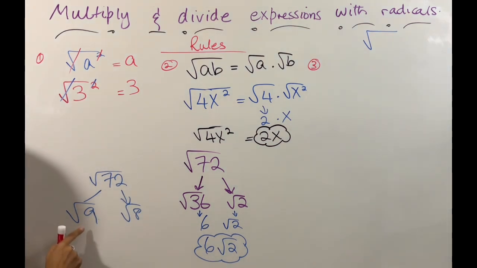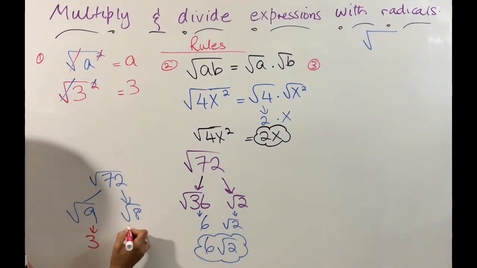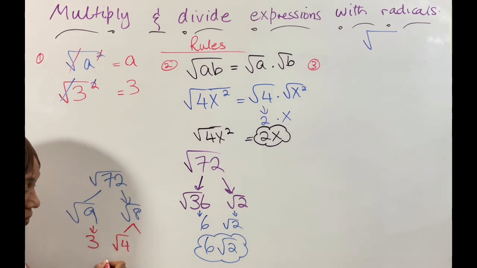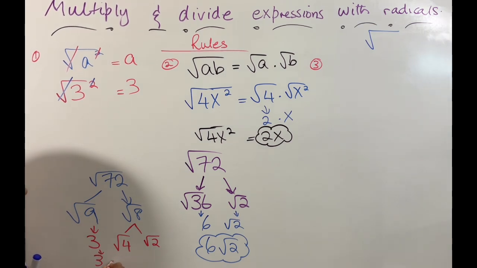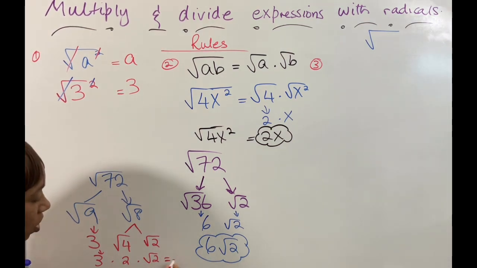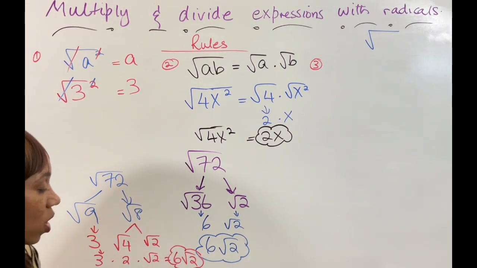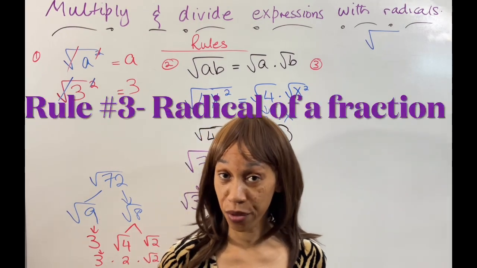You now notice that when you simplify radical 9, it's going to be 3. And when you have radical 8, you can find a perfect square, which is square root of 4 and square root of 2. Now, you will end up with 3 times 2 times radical 2. So your answer here is also going to be 6 radical 2. You notice here that your answer is the same. The only difference is that you got to your answer faster because you had less steps, whereas over here you had to break it down again and you had more steps to work with. So be careful there, okay? Now let's get to rule number 3.